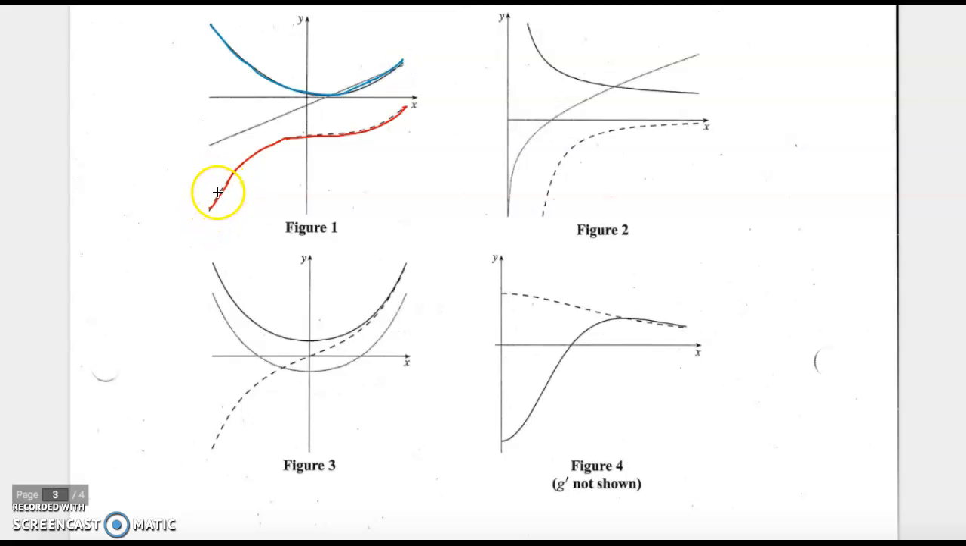It starts off pretty positive, then it's a little less positive, less positive, almost zero. It almost looks like it has a saddle point here. And then it goes to more positive, more positive, more positive. So pretty positive, almost zero, and then more positive again. So that makes sense. And then let's examine our second derivative.